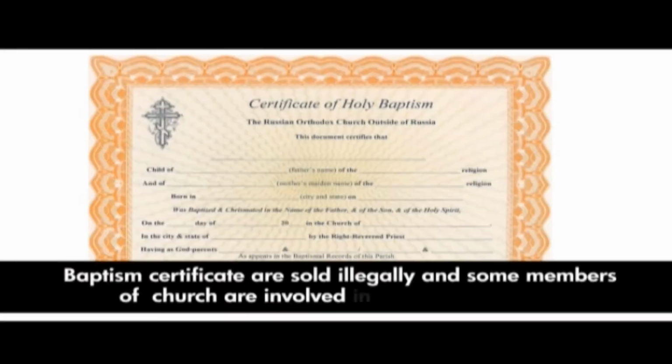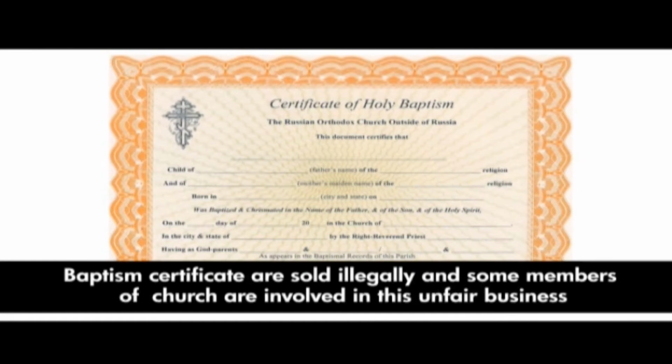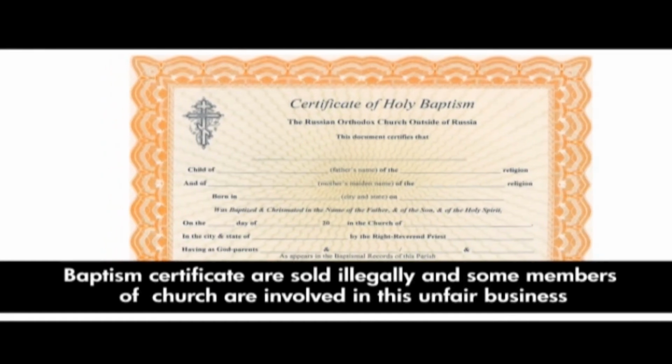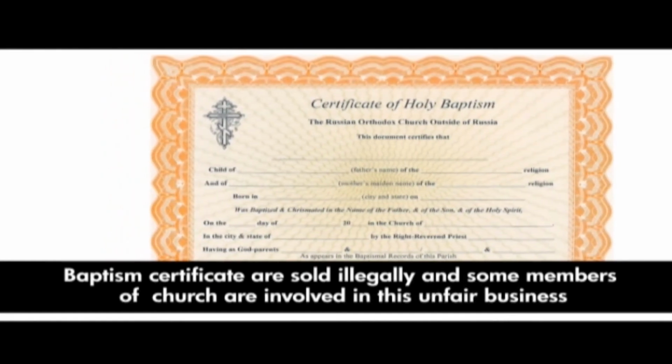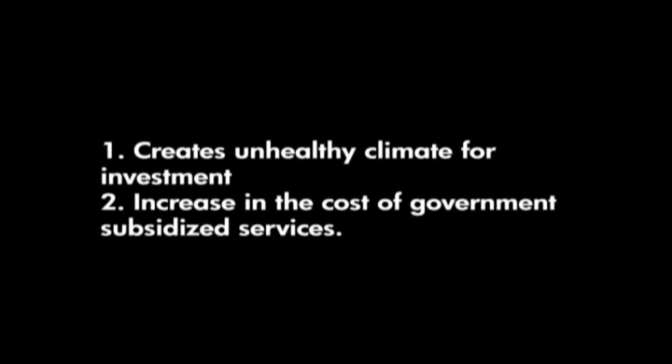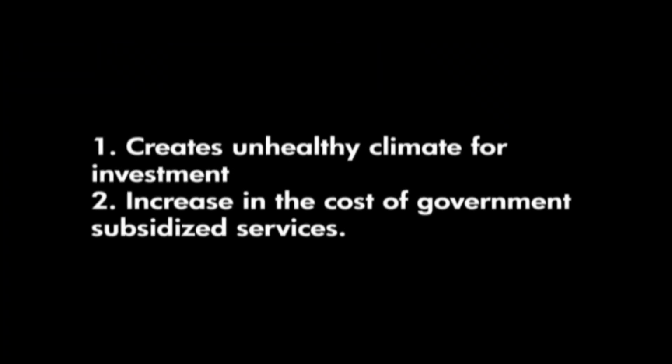The next segment we are to discuss is the corruption in religious institutions. This is also widespread. Baptism certificates are sold illegally to make quick money, and it is also believed that some members of the church are involved in this unfair business. The recent cash for fatwas was a major scandal that exposed the imams of the Islamic faith accepting bribes for issuing random, often inconsequential fatwas. This creates an unhealthy climate for investment and an increase in the cost of government subsidized services. There are many sectors, but these are the sectors where corruption is more in India.